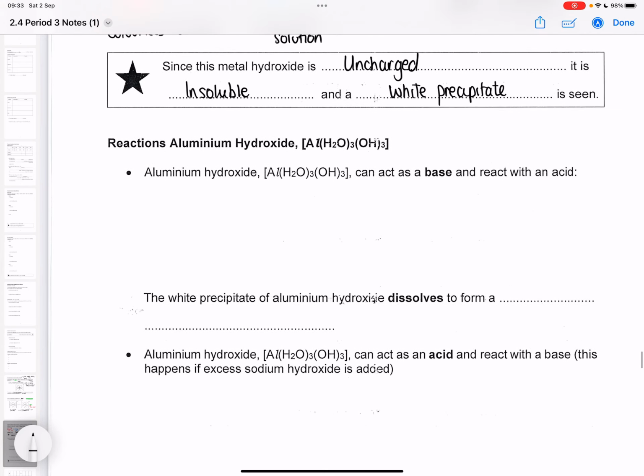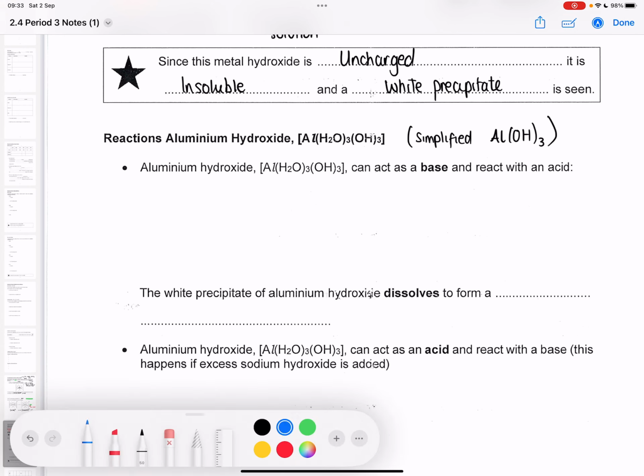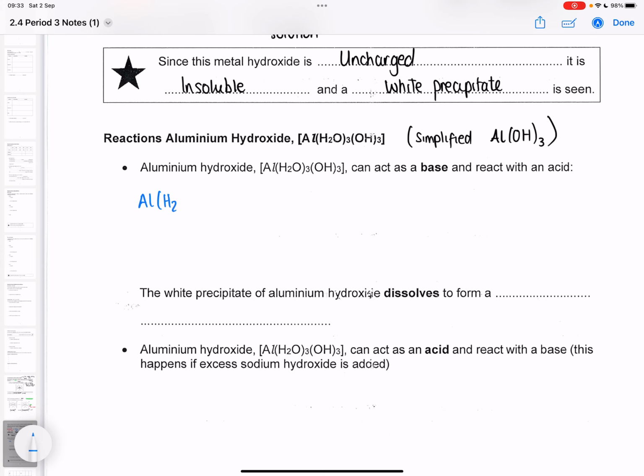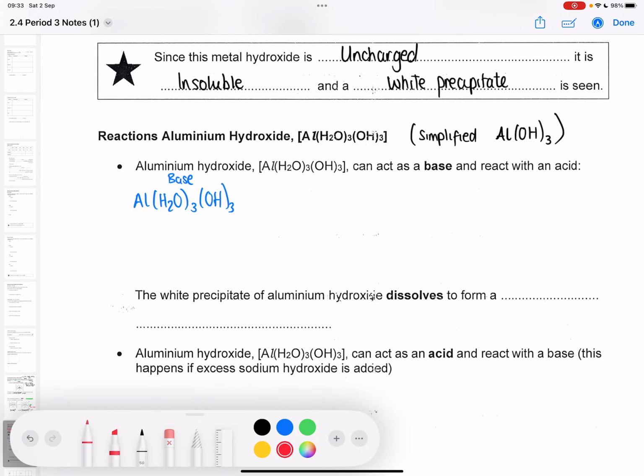So aluminium hydroxide, which we can show as having the 3 waters and the 3 hydroxides. Sometimes we'll see it simplified, and when we see it simplified, it might be what you would think to write for aluminium hydroxide, which is just Al(OH)3, so aluminium ions and hydroxide ions. Or you can show it as the complex with the 3 waters as well. So it can act as a base. Okay, so if aluminium hydroxide is the base, I'll do the full version first and then a simplified version. So here's our base. Then that means it can react with an acid.